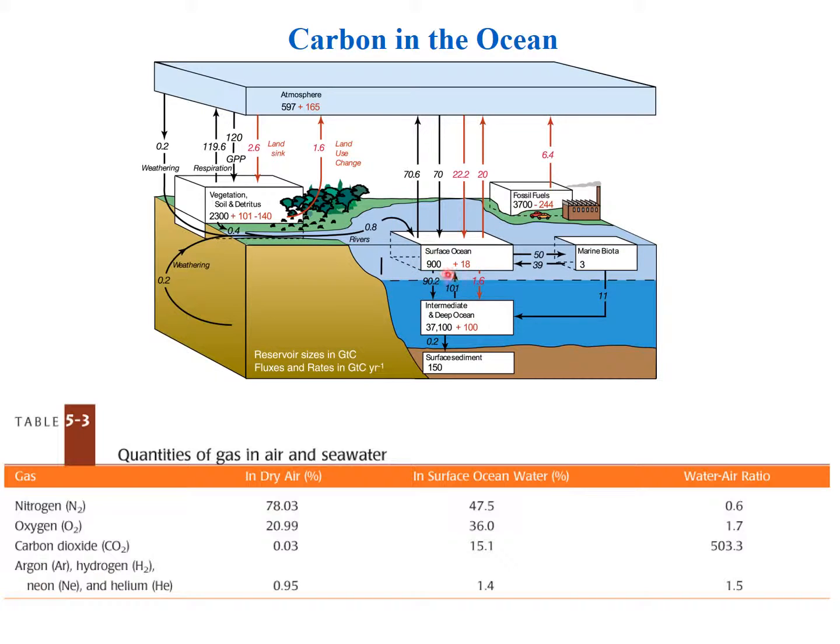The ocean has, even just in the surface layer, more carbon dissolved in it than the whole of the atmosphere. And then in the deep ocean, there's orders of magnitude more. It's like 37,000, 40,000 gigatons of carbon dissolved in the ocean. Okay?